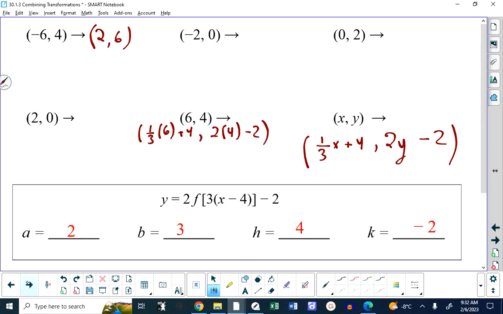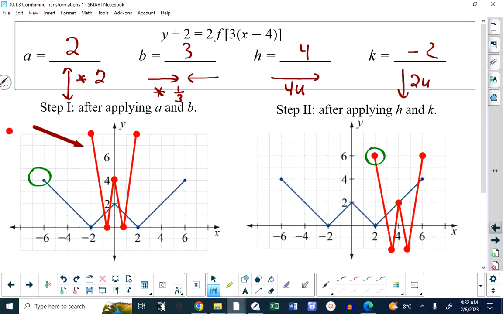So what is 1/3 times 6 plus 4? 1/3 times 6 is 2. 2 plus 4 is 6, if my arithmetic is right. Two times 4 is 8. 8 minus 2 is 6. Apparently, this point right here ends up at 6 comma 6. Well, let's look at it. Here's the original point. Where does it end up? Jackpot, 6 comma 6.